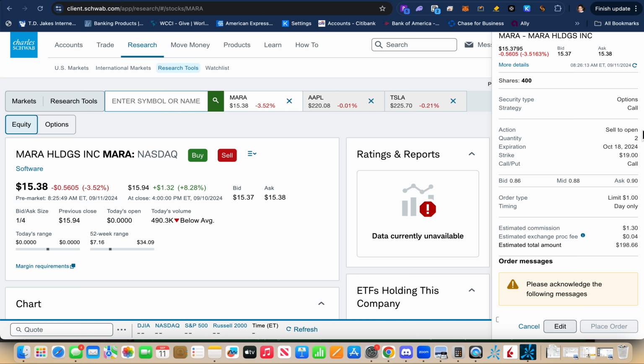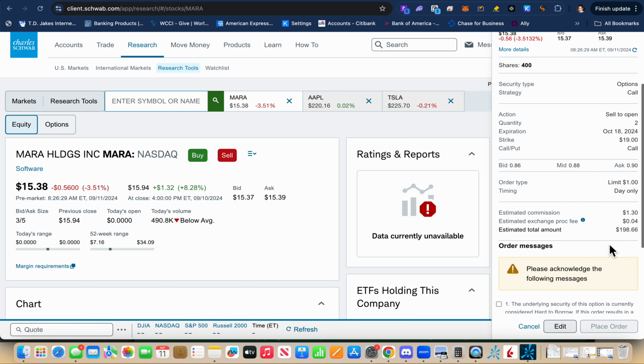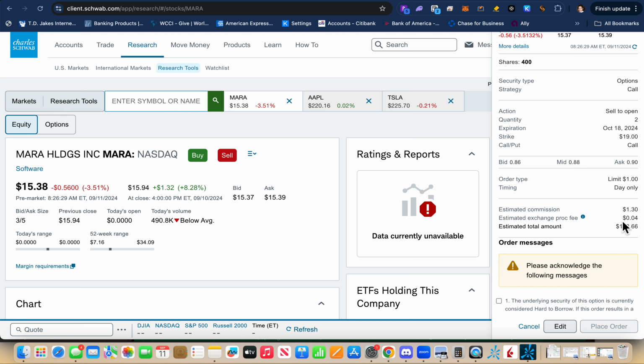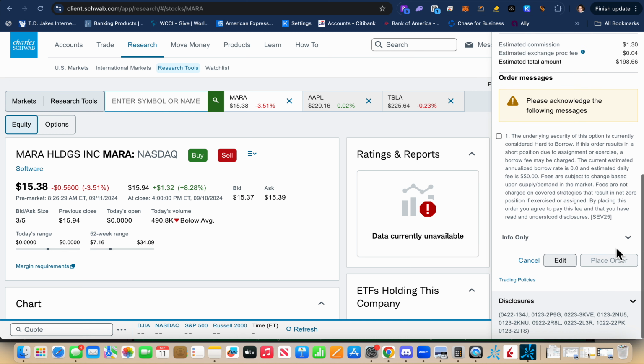So sell to open, the number of contracts, expiration date, strike price. Again, strike price is important as well. Make sure you set this high enough, to a level that you're okay with selling. And then the limit, in my case, I'm going to enter this contract only if somebody is willing to give me $100 per contract.